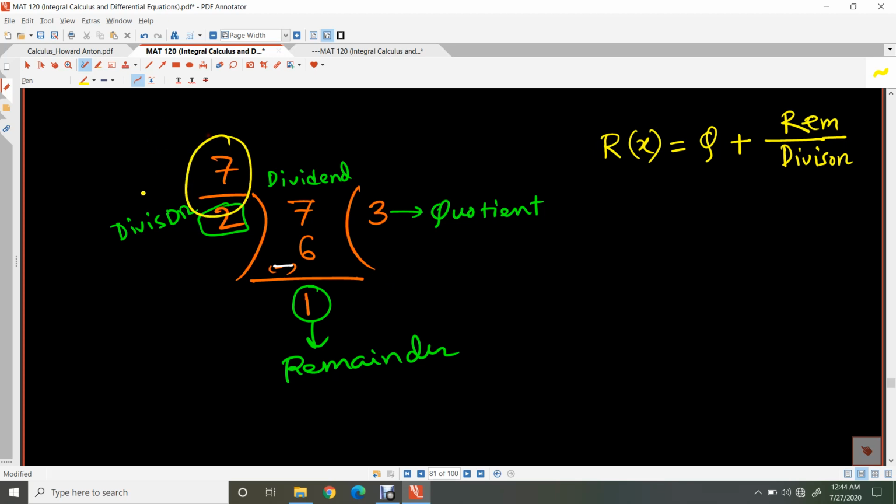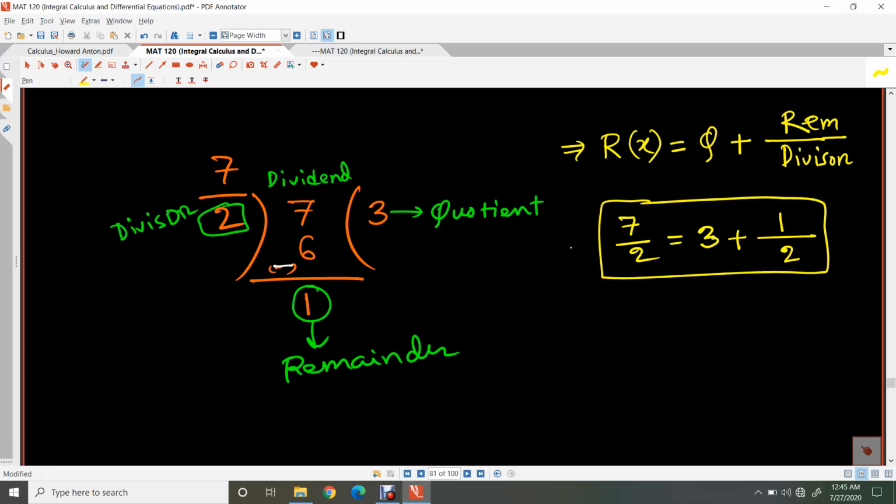Think about this part, 7 over 2. The same condition will hold for this one. That is, 7 over 2 can be expressed as quotient, so here the quotient is 3, plus remainder. The remainder we have found is 1 and the divisor is 2. So we can see that 7 over 2 is now expressed in this way, 3 plus 1 over 2. If we combine 3 plus 1 over 2, you can check by your calculator, you will get 7 by 2 again. So that means we can express any improper rational as a proper rational.